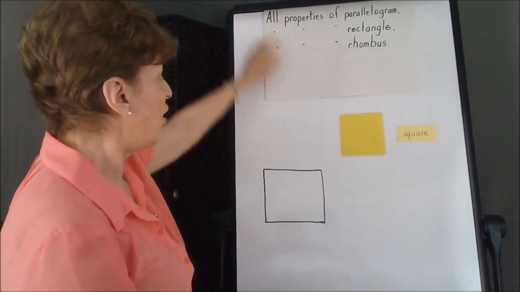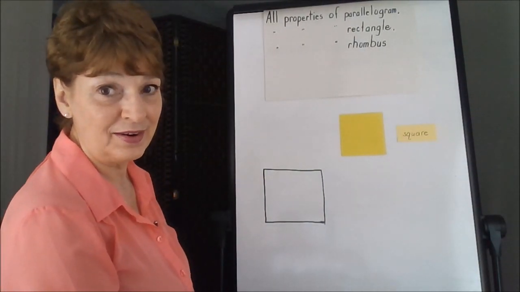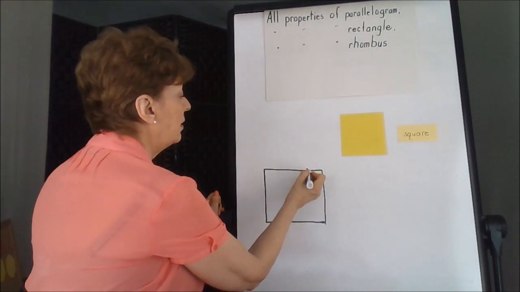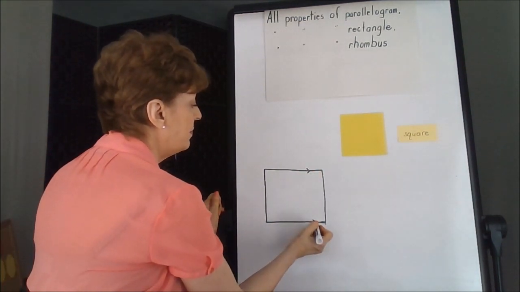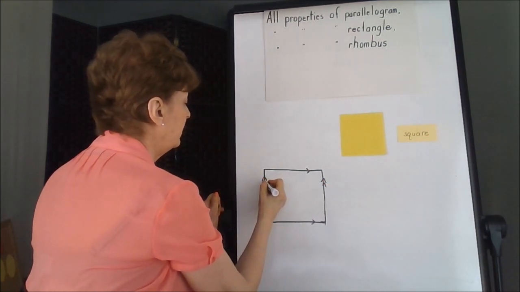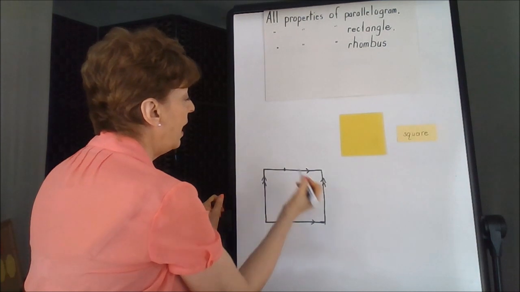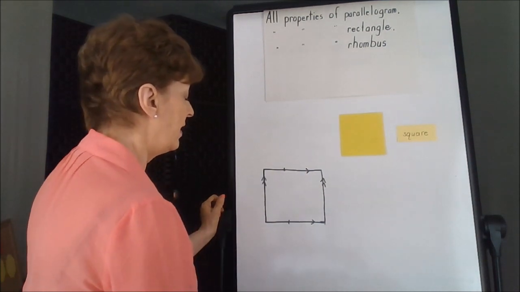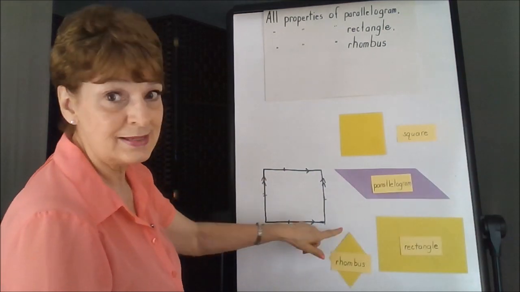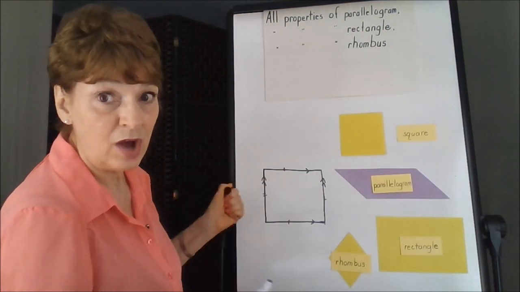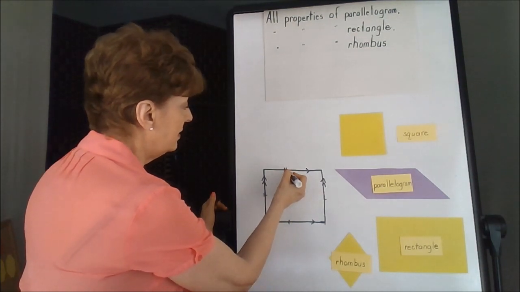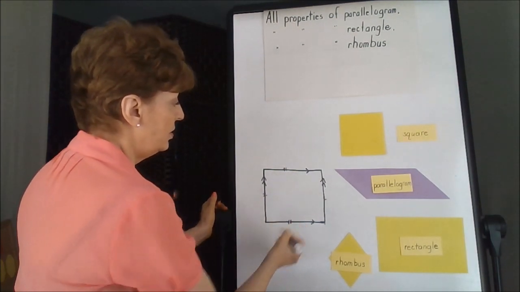The square has all the properties of the parallelogram. Well, let's go through them. We've got parallel sides that are opposite. We've got opposite sides that are congruent. But like the rhombus, all the sides are the same. So we'll change this to all the sides being the same.